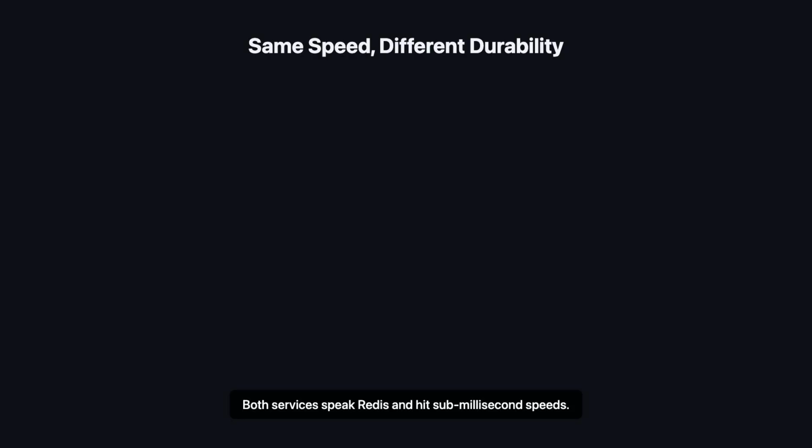Both services speak Redis and hit sub-millisecond speeds, but MemoryDB logs every write to a transaction log across multiple data centers before confirming it. So if a node fails, your data survives.